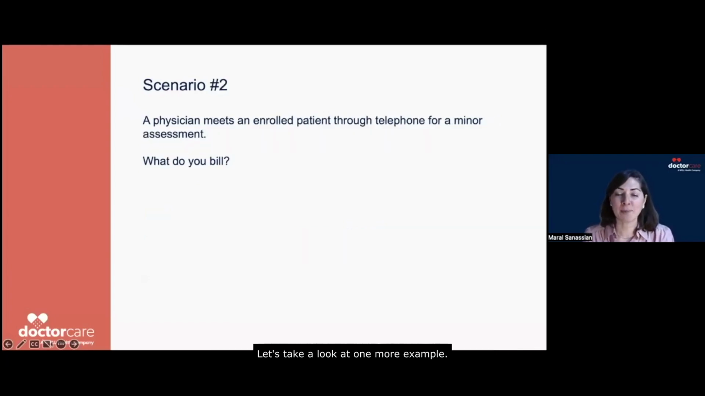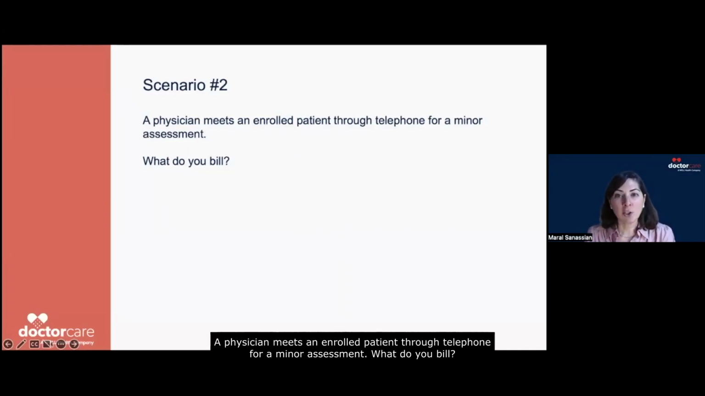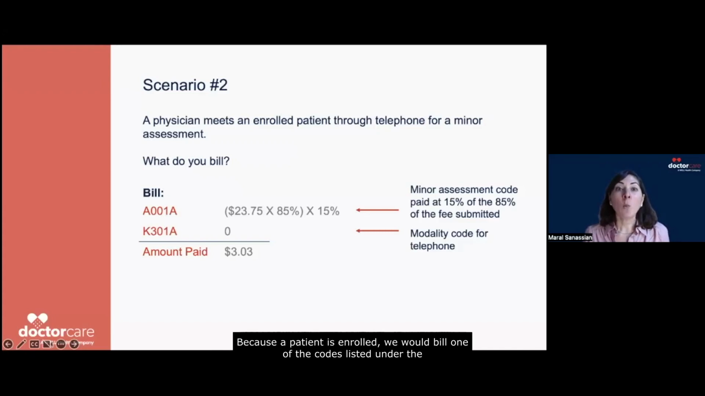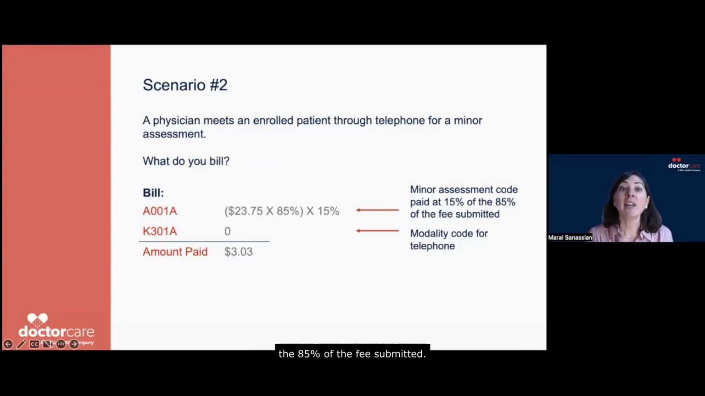Let's take a look at one more example. A physician meets an enrolled patient through telephone for a minor assessment. What do you bill? Because the patient is enrolled, we would bill one of the codes listed under the Comprehensive Virtual Care Service. For minor assessment, we would bill the A001 plus the modality code K301 to indicate that the visit was completed through telephone. Since the physician is a FHO physician providing an in-basket service over telephone to an enrolled patient, they will be paid 15% of the 85% of the fee submitted. The physician will be paid $3.03 for this service.